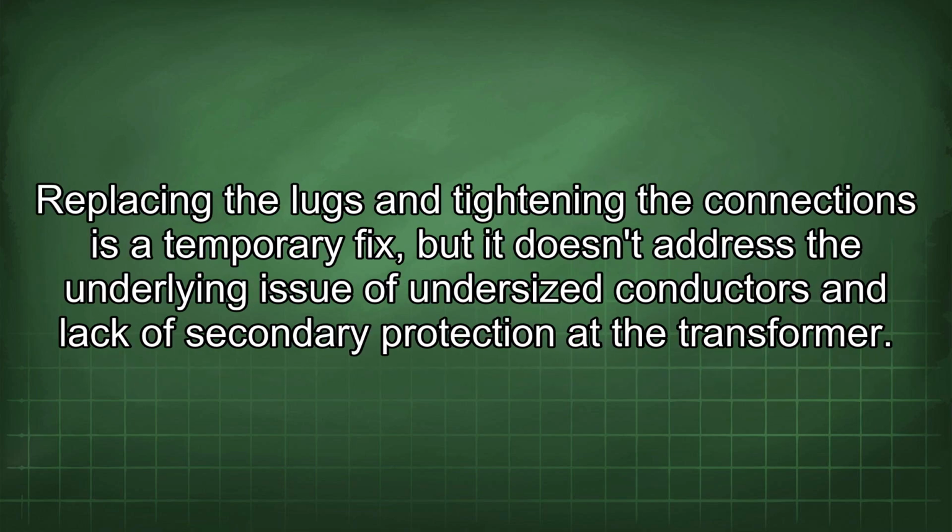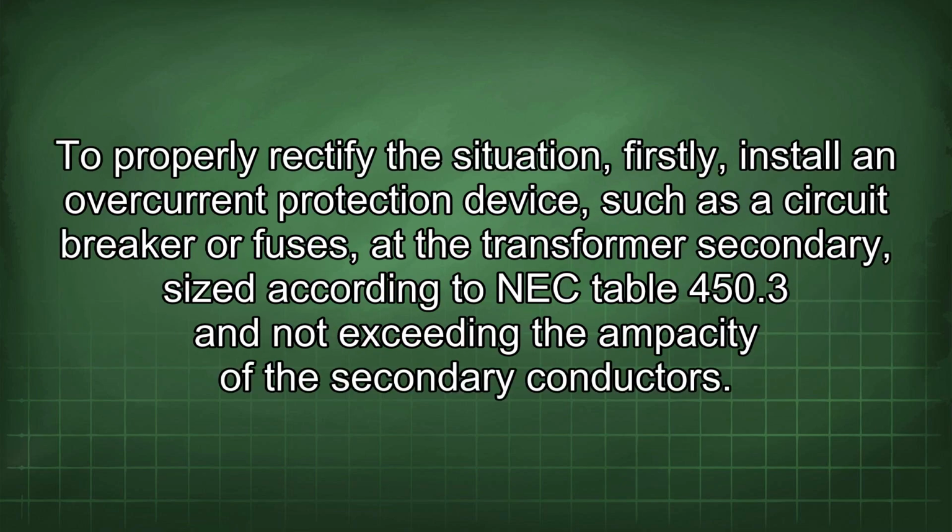Replacing the lugs and tightening the connections is a temporary fix, but it doesn't address the underlying issue of undersized conductors and lack of secondary protection at the transformer. To properly rectify the situation, firstly, install an overcurrent protection device such as a circuit breaker or fuses at the transformer secondary, sized according to NEC table 450.3 and not exceeding the ampacity of the secondary conductors.